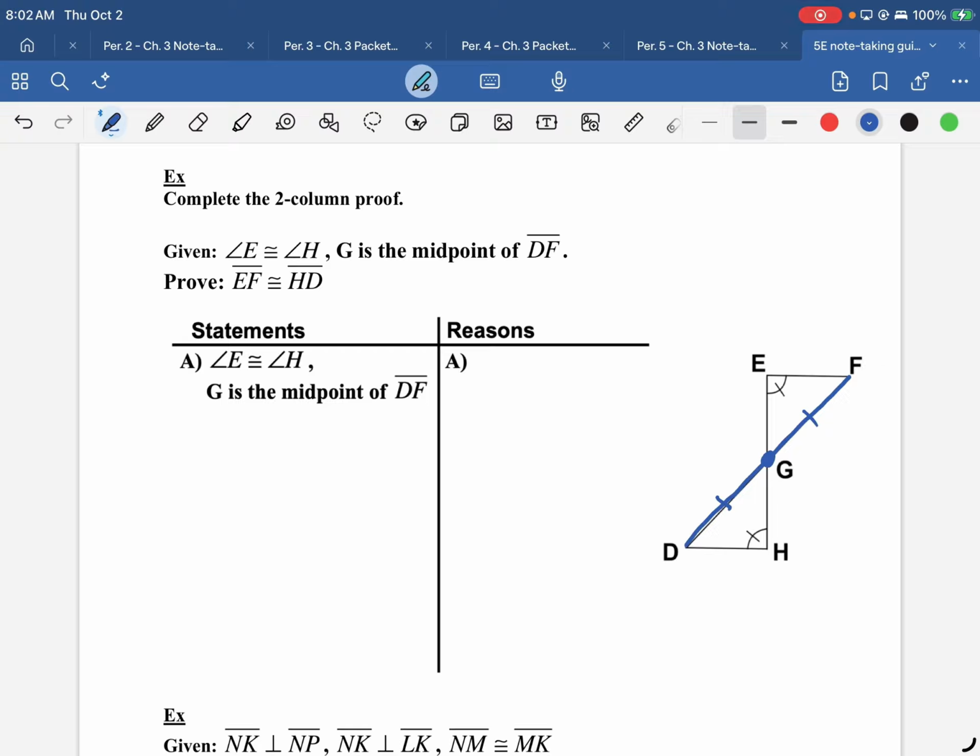So my reason for that first statement is the given info, okay? But then I'm going to use that G is the midpoint to say, okay, well then DG is congruent to GF, because that's what midpoint means. It means it's going to cut a segment into congruent segments. So this is the definition of midpoint.